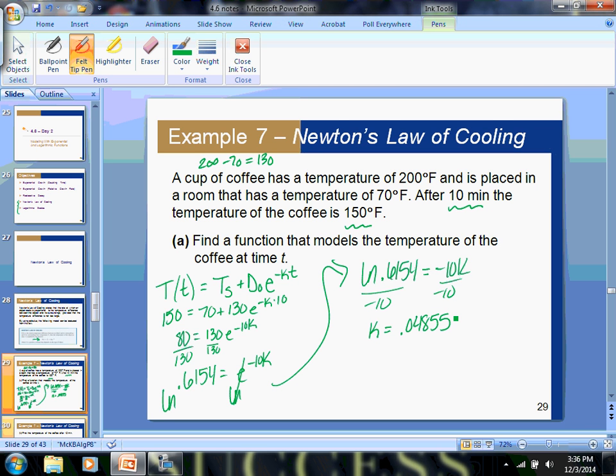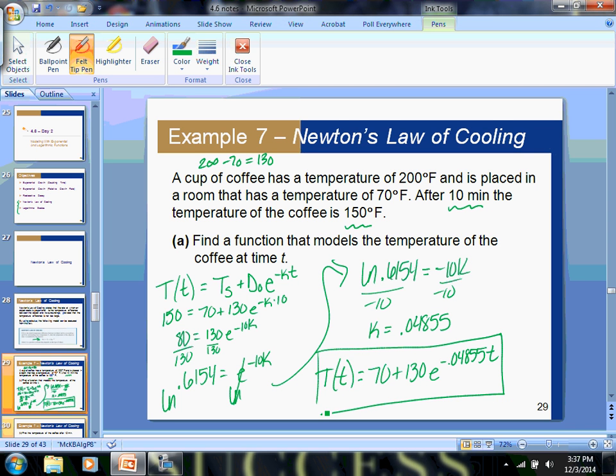Phew! Now I can actually write my equation. 70 is the surrounding temperature, the difference between them is 130, and then I'll have e to the negative 0.04855t. So if you have a cup of coffee that's 200 degrees and you have a room that's 70 degrees, that's the equation that you can use to find the temperature of the coffee at any amount of time.